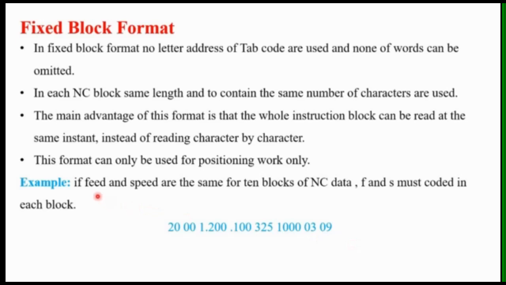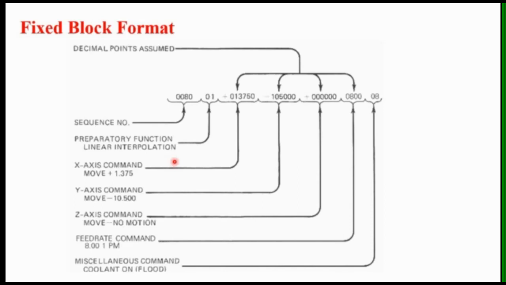So we will see an example. The feed and speed are the same for 10 blocks of the NC data. F and S must be coded in each block. So this is an example of the fixed block format. We can see here one of the fixed block formats. Decimal points are assumed here.